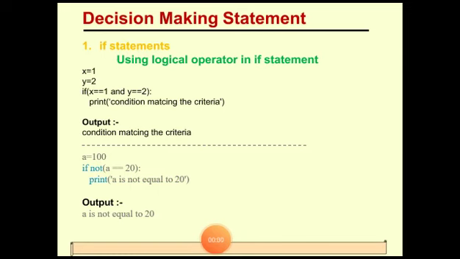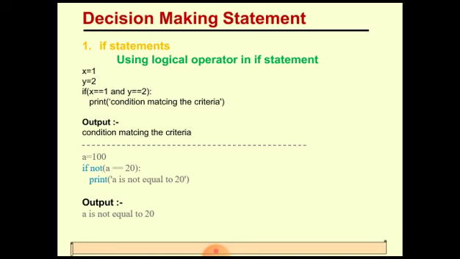Hello everyone. So today we are going to continue with the decision making statements in Python, which is the if statement. Now we are going to see how we can use logical operators in an if statement. We have studied how many types of logical operators there are. There are actually three types of logical operators, which are or, and, not.